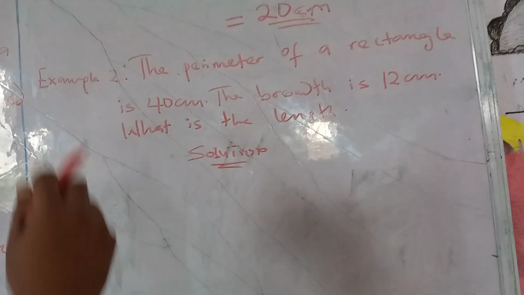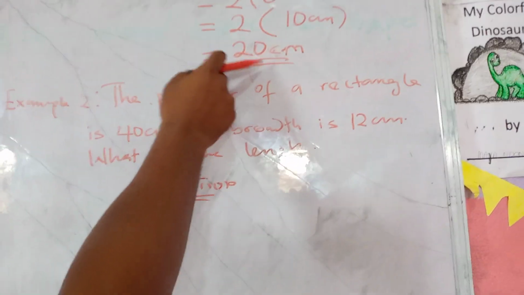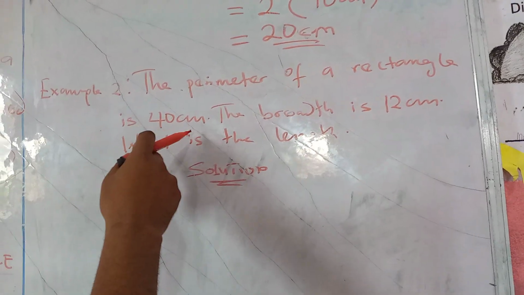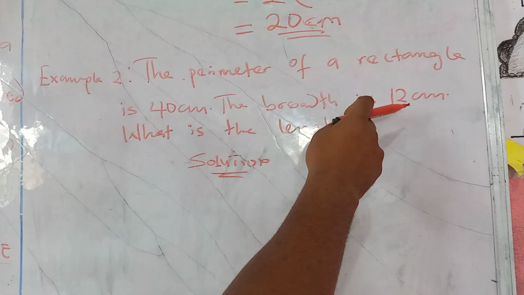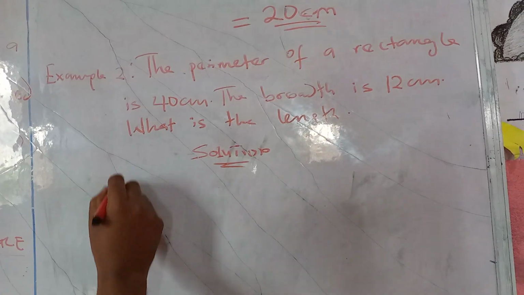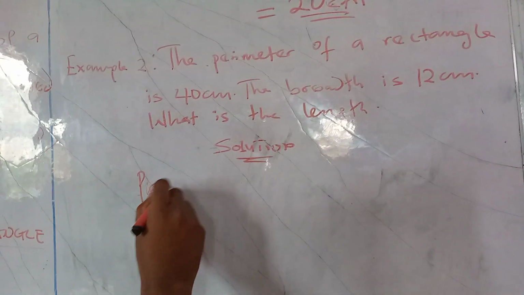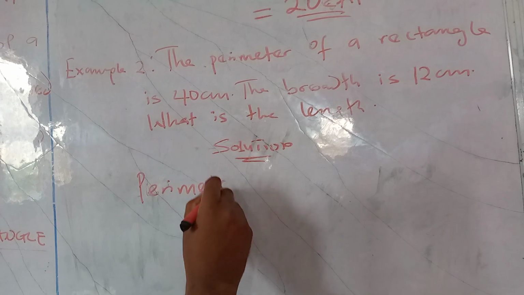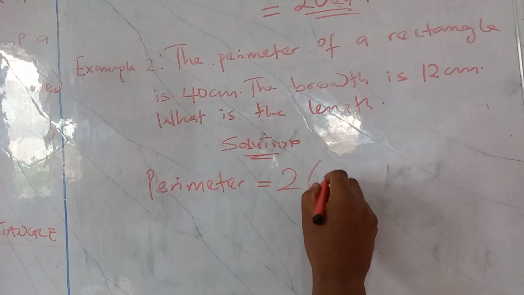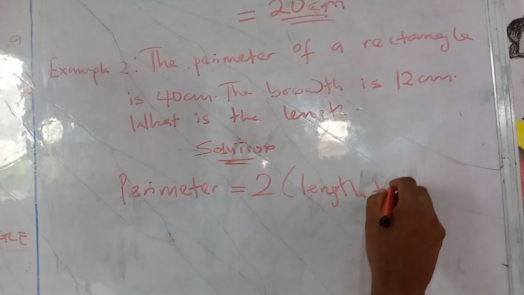Another example is a situation whereby we have been given the perimeter. Here we look for the perimeter, but in this question, they said the perimeter of a rectangle is 40 centimeter. The breadth is 12 centimeter. What is the length? To bail you out, first write the formula. Perimeter. After writing the formula, you fit in all the figures. What formula? 2 into bracket length plus breadth.